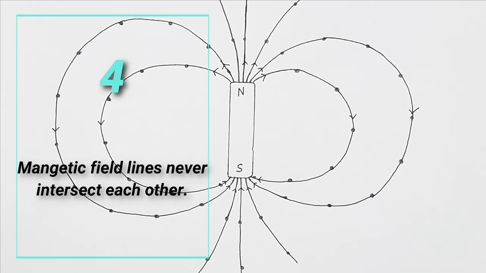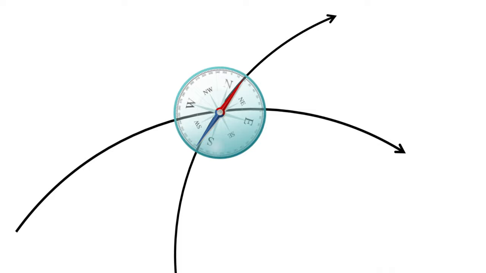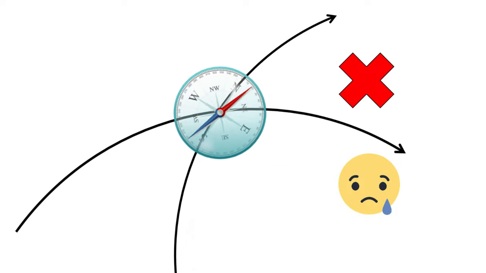Number 4. Magnetic field lines never intersect each other. The reason is, if any two field lines intersect each other, then it means that at the point of intersection, compass needle must point in two different directions, which is impossible.